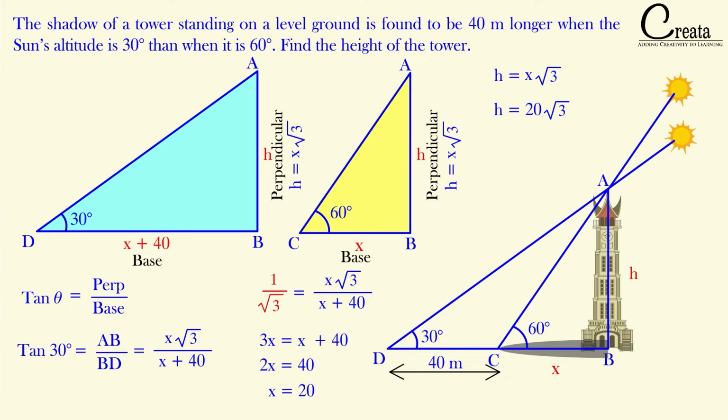That is the answer of the question. Got it? Here both the triangles are sharing the same perpendicular. So we have solved both the triangles separately with the perpendicular as common. That is h. And finally, we have equated both the triangles with the common perpendicular. Interesting question. We have done with this question. Let's move to the next question.